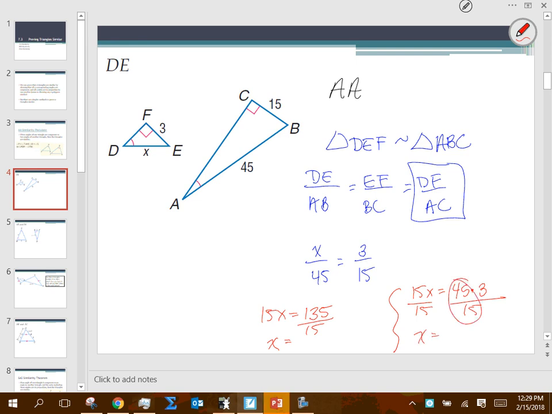What's 45 divided by 15? That's 3, right? So what's 3 times 3? That was reduced to 3. 3 times 3 is 9. So that's what 135 divided by 15 would have been. Does that make sense, everyone? I think that's kind of maybe mental math algebra that you guys can use to work through things a lot faster.